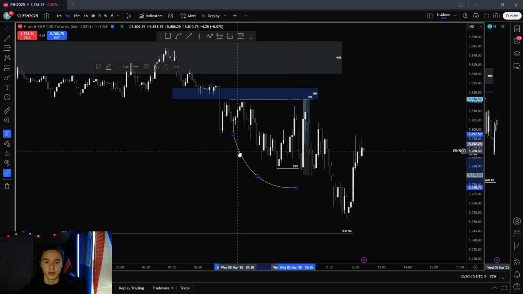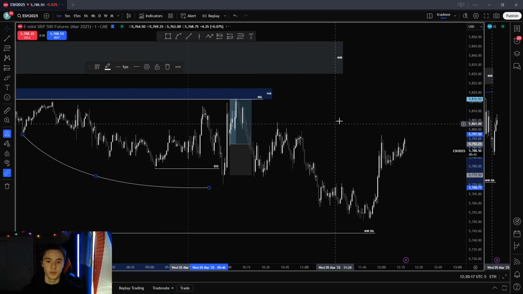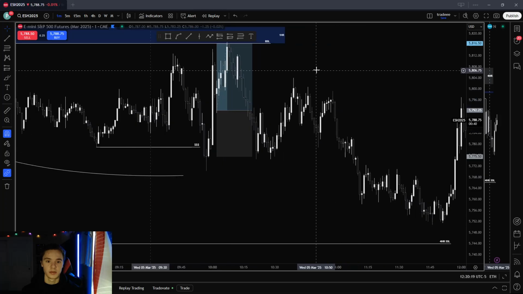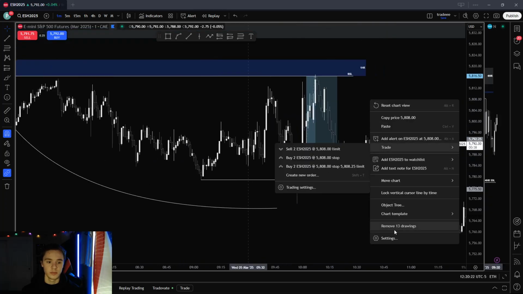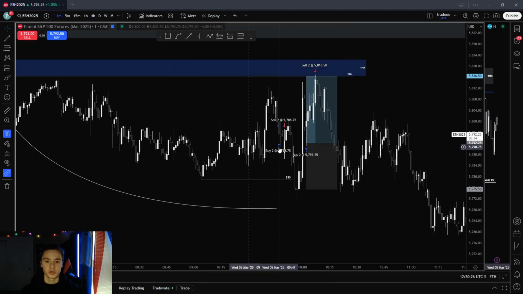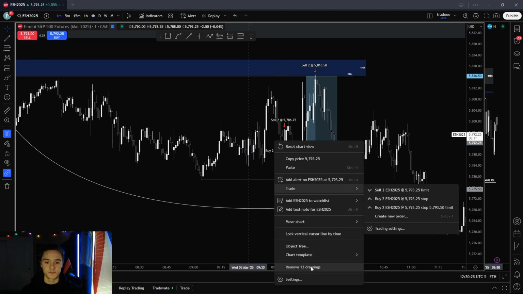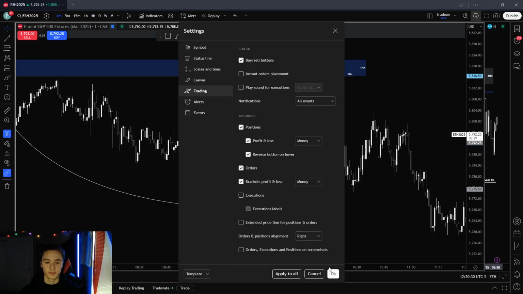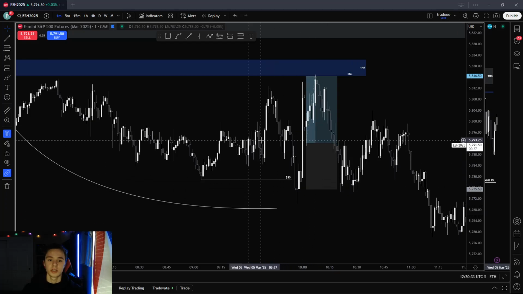So market opened, and we go to the 1-minute chart. My first trade was, let me just show the executions. My first trade was right here. That's actually pretty annoying. First trade was right here.